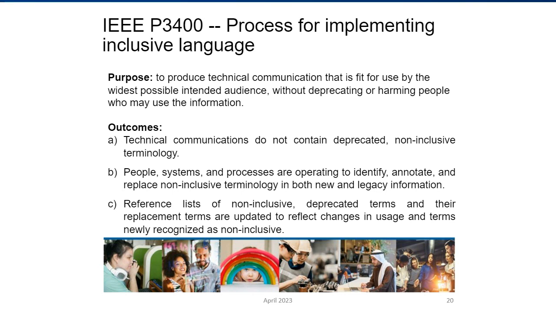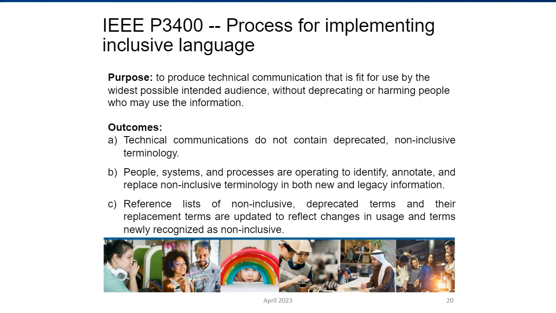The outcomes of using this process: technical communications contain inclusive language, do not contain deprecated non-inclusive terminology. And you have a process to make this happen. It doesn't just happen by accident. There are people, systems, and processes to identify, annotate, and replace non-inclusive terminology in both new and legacy information. And you have a reference list of deprecated terms and replacement terms that are updated to reflect changes in usage and terms newly recognized as non-inclusive. So you're doing something to keep this going in your organization.